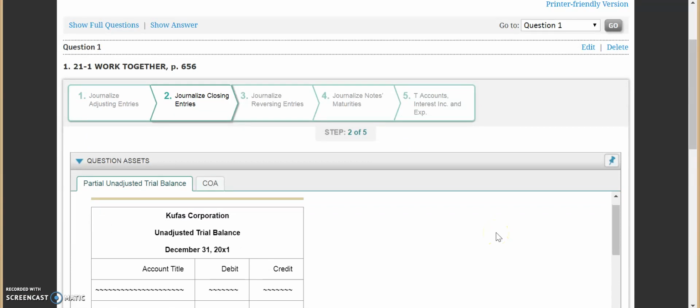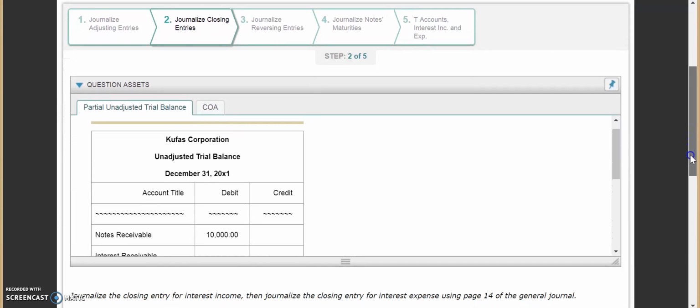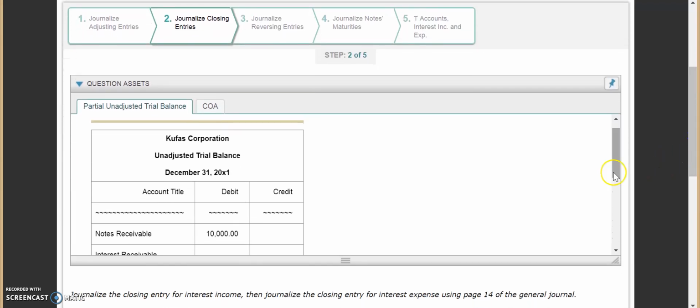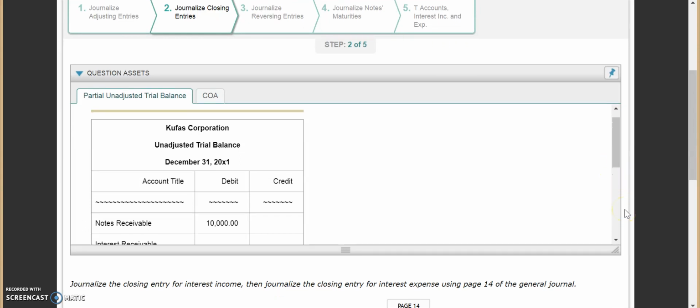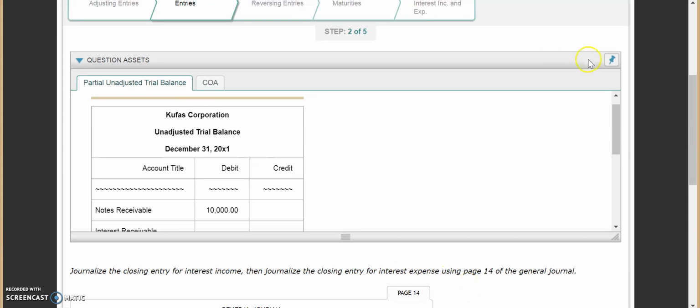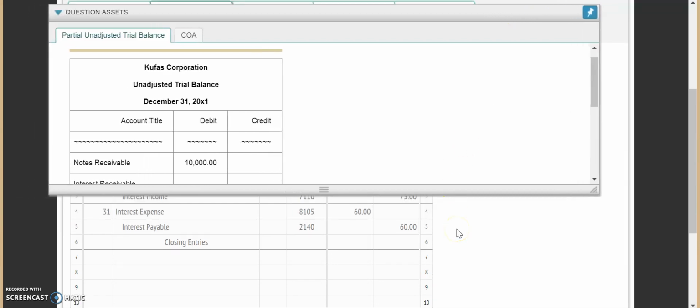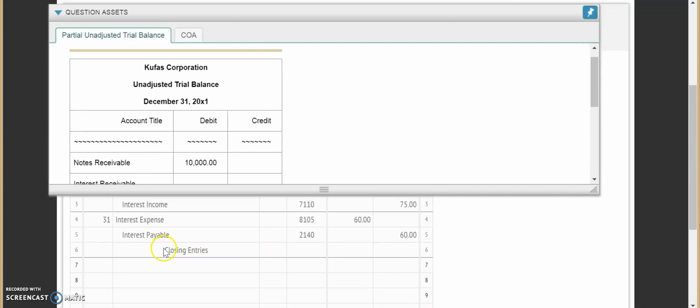Okay, so in step 2, we're actually going to close our interest expense and our interest income accounts, as if we were at the end of the fiscal period, which we are. We'll be closing both of those using page 14 of our general journal. So what we're going to do is come down here, and notice that again, closing entries is written in here. That serves as our document number since we don't have that.